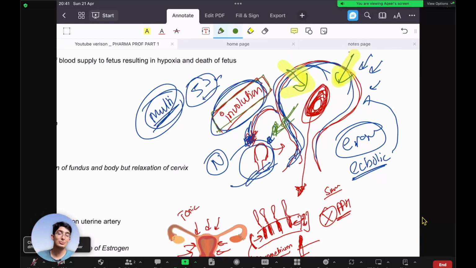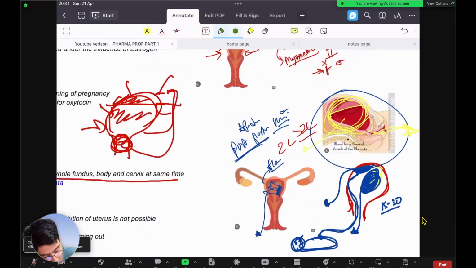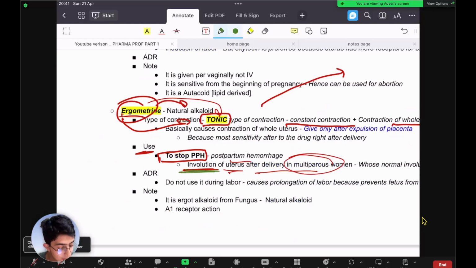So in those multiparous women who have difficulty in involution, we give ergometrine, which causes contraction of the uterus to help in the involution process, or to make the uterus smaller, right? So that is another use of ergometrine. It is also used in involution of the uterus after delivery in multiparous women.